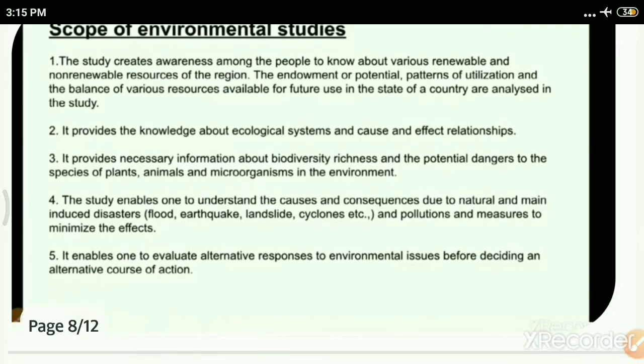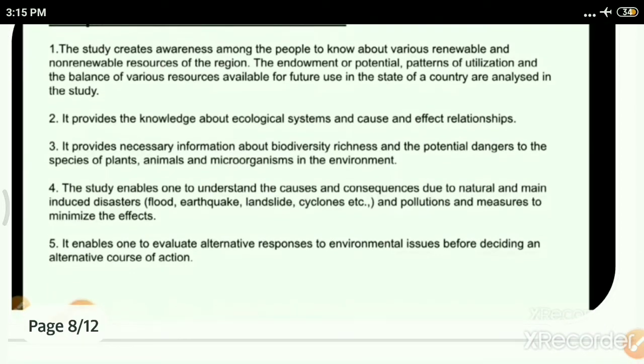It studies and enables one to understand the causes and consequences which are due to natural and man-made disasters. What are the man-made or natural disasters? Say for example, flood, earthquake, landslides, cyclones. So these are, you can say, disasters, and this is the science which will give us an idea about how to mitigate these kinds of disasters.